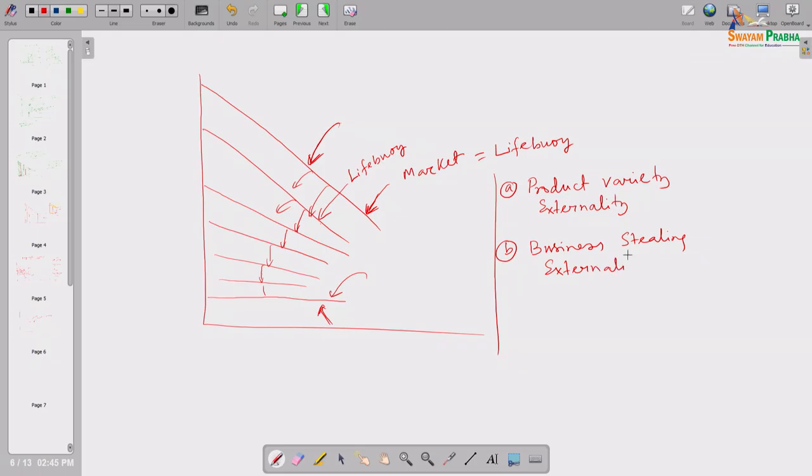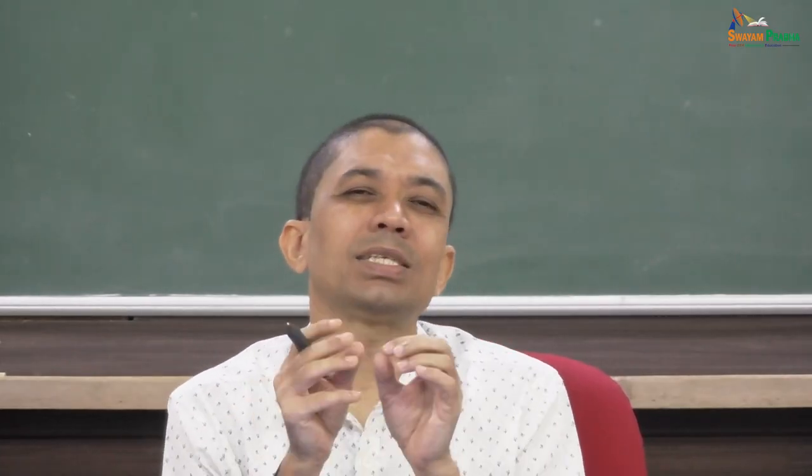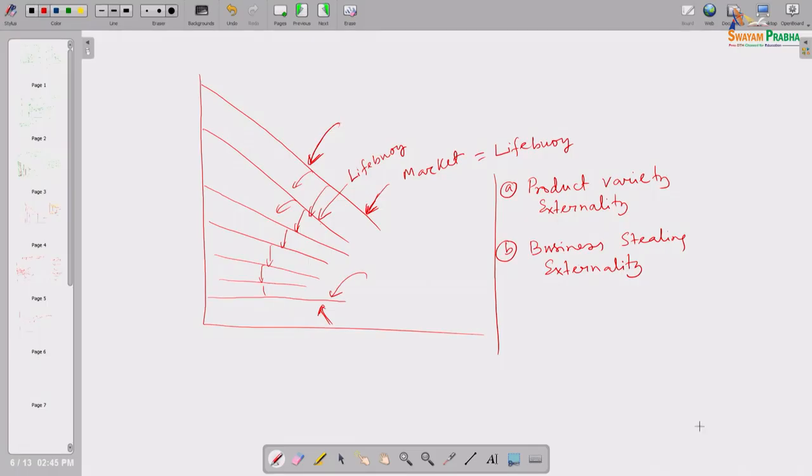You can understand clearly, as more and more producers enter, every single producer's business is cut. Initially it was the sole business of Lifebuoy. Once Lux enters, Lux is actually stealing some business or market share from Lifebuoy and enjoying its demand. When Pears enters, Pears also steals some market from Lifebuoy and some from Lux. So as new producers enter, they steal some of the market share of the existing producers. That is called the business stealing externality. This externality is a negative externality to the producers. The product variety externality is a positive externality to the customers. The business stealing externality is a negative externality to the producers.